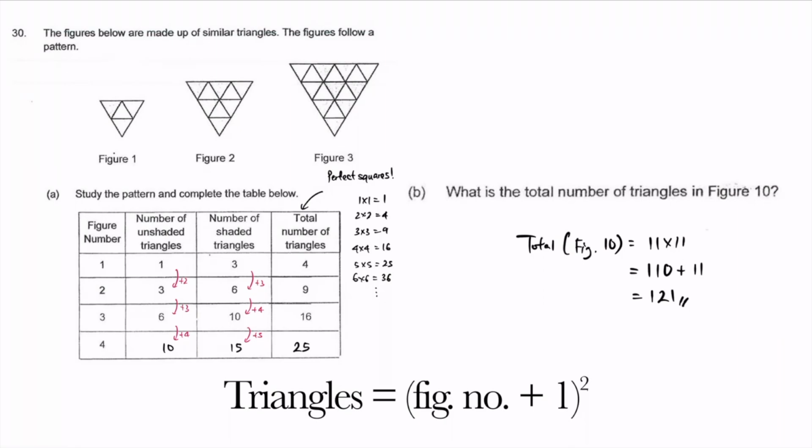Part B. What is the total in figure 10? So we're interested here in the total in figure 10. For figure 10, that will be 11 times 11, giving us 121. So the number of triangles in total is basically the figure number plus 1, and then you square it. You multiply by itself. And that's it.